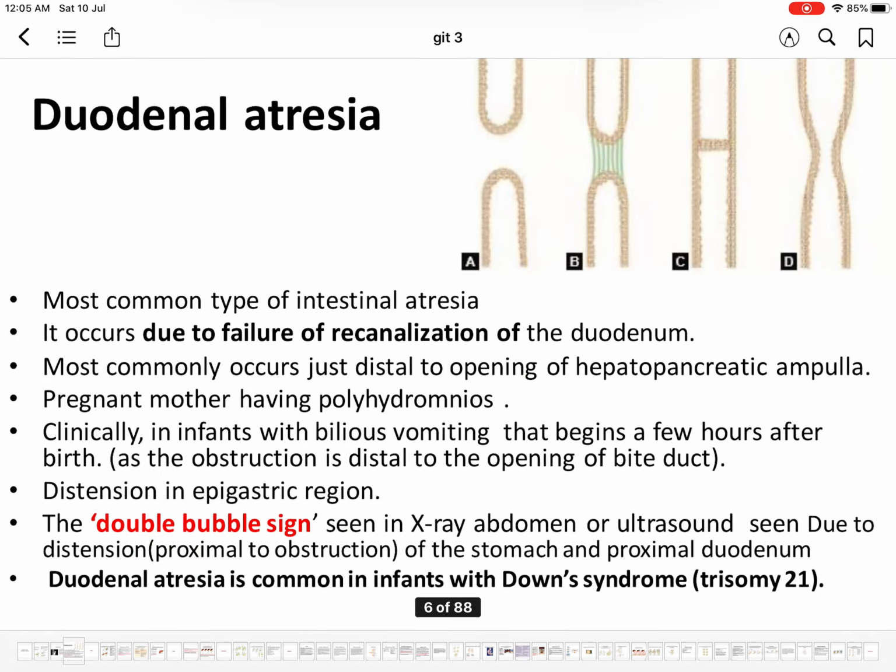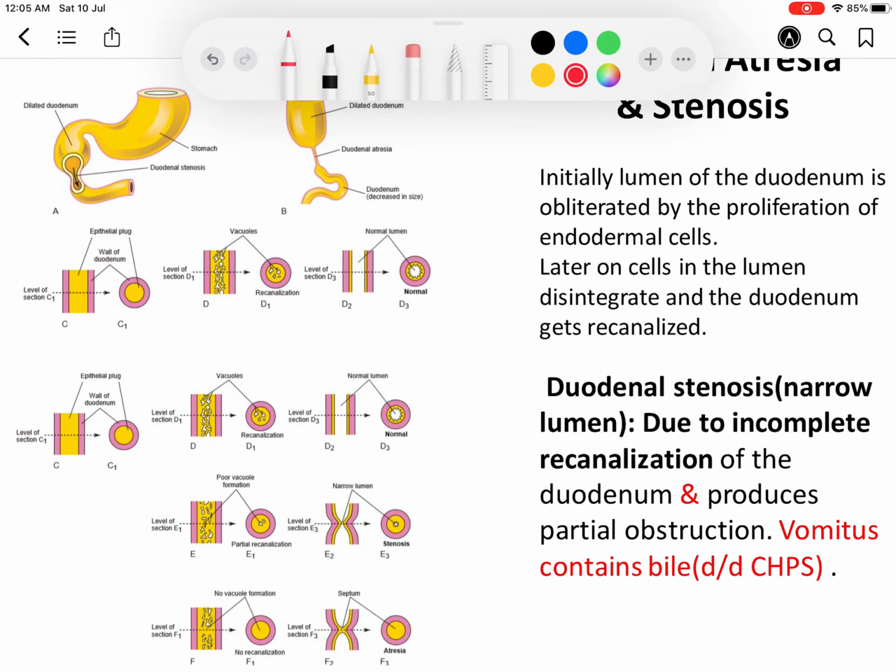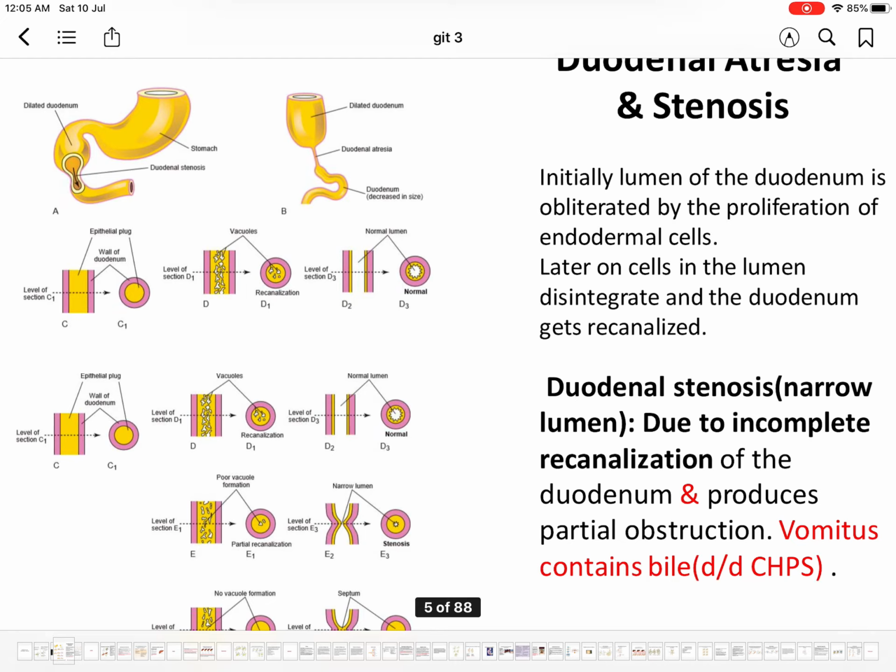Now duodenal atresia or duodenal stenosis. So what is duodenal atresia? If there is a complete obstruction in the lumen of the duodenum, or there is absence of the lumen of the duodenum, then it is called duodenal atresia. And if there is a partial occlusion of the lumen or a narrow lumen, then it is called stenosis. So during development, what happens?